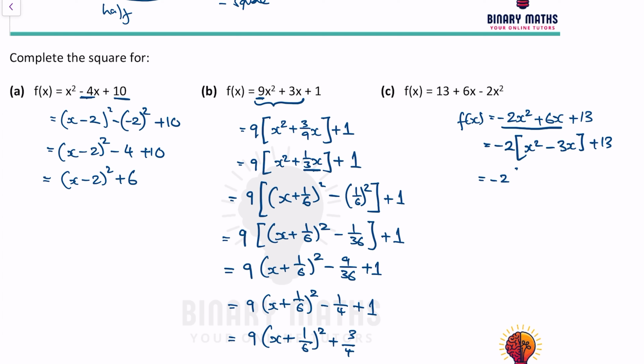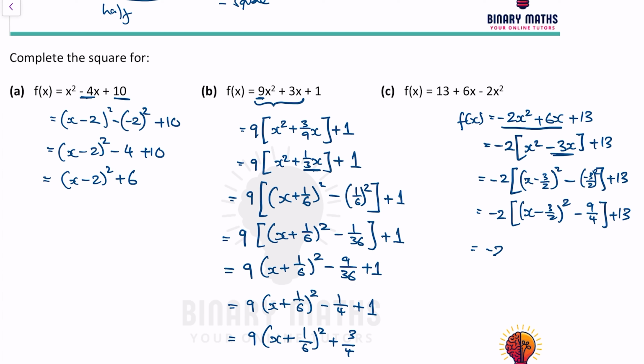Now I need to complete the square. So x squared, take away something, plus the 13. I need to half the -3, so I get (-3/2) squared, and I need to take away the square of that. Now if I expand it out and simplify, I get (x minus 3/2) squared, take away 9 over 4, because -3 squared is 9 and 2 squared is 4, plus 13.